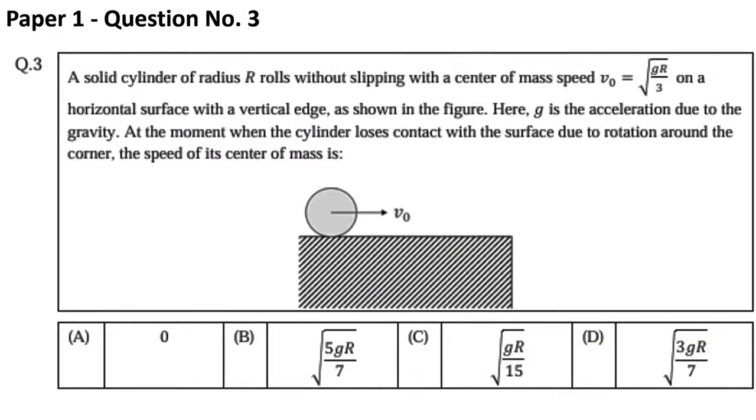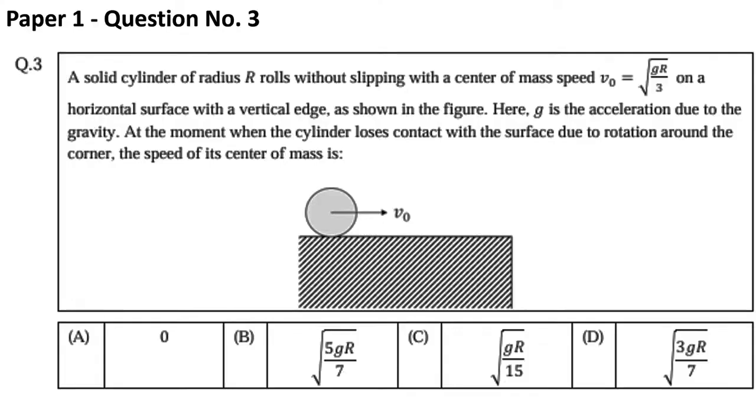We discuss question number 3 in paper 1. First, you read the question. A solid cylinder of radius r rolls without slipping with a center of mass speed v0 equal to root of gr by 3 on a horizontal surface with a vertical edge as shown in the figure. Here g is the acceleration due to gravity. At the moment when the cylinder loses contact with the surface of the rotation around the corner, the speed of the center of mass is.